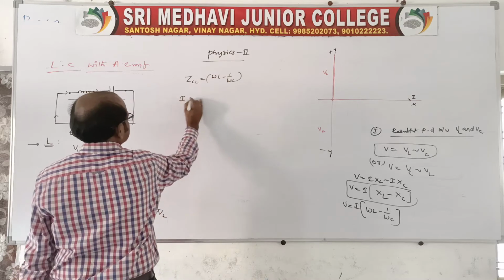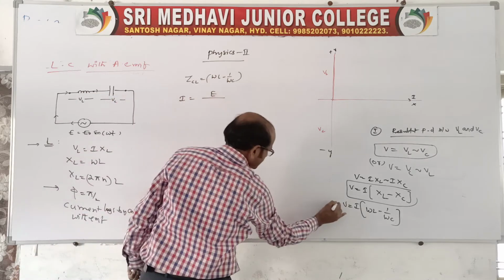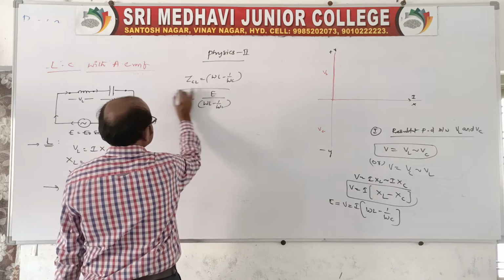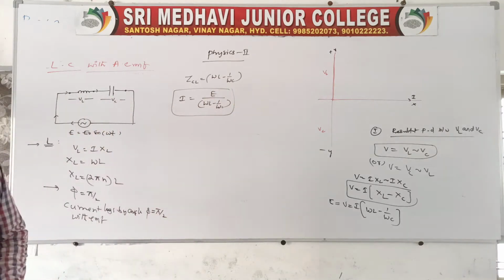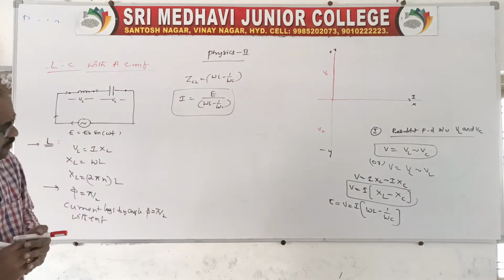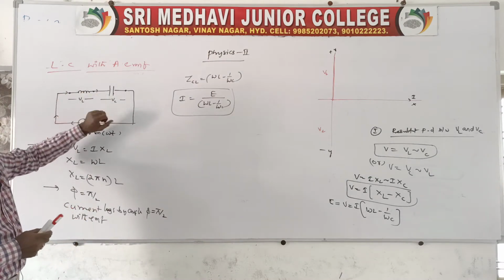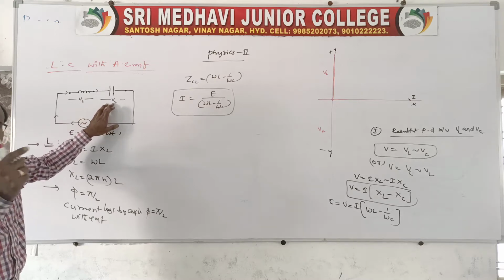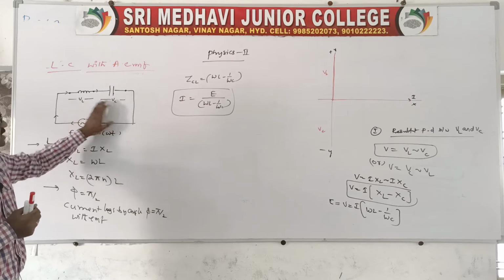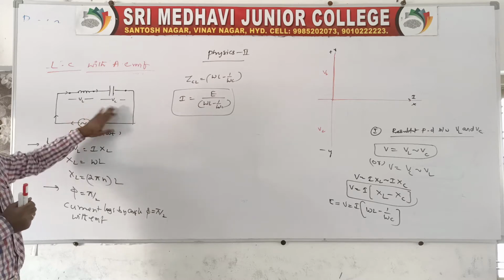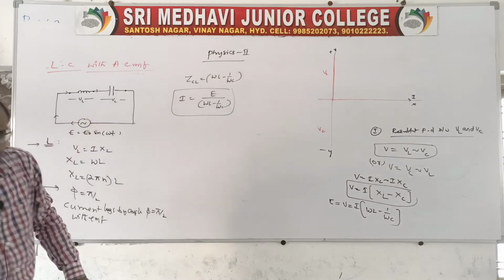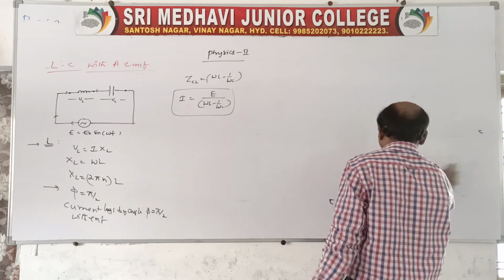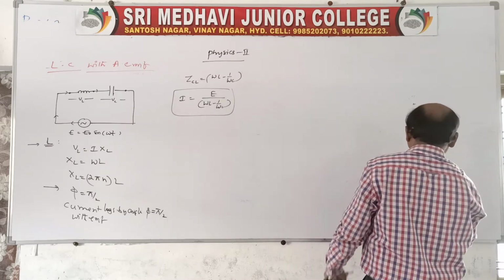Therefore, current I is equal to EMF, or we can say E, no problem. It is ω L minus 1 by ω C in case of an LC circuit. We cannot confirm this because we don't know which one is greater. Based on that, suppose if VL is greater than VC, then we have a case. Suppose VC is greater than VL, yes we have a case. If both are equal, yes we have a case. So we have to consider three cases, and based on VL and VC, we will get the resultant.